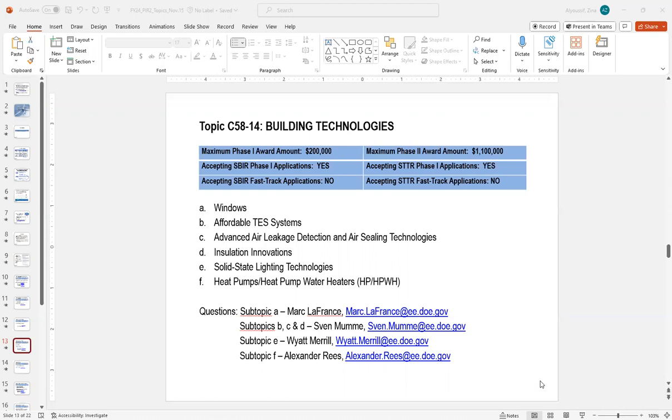Phase 1 should prove the viability, which could be explored further in phase 2. And proposals can be for advanced technology or significant cost reduction. The solutions can be broad or very specific, and this is open to both residential and commercial solutions.